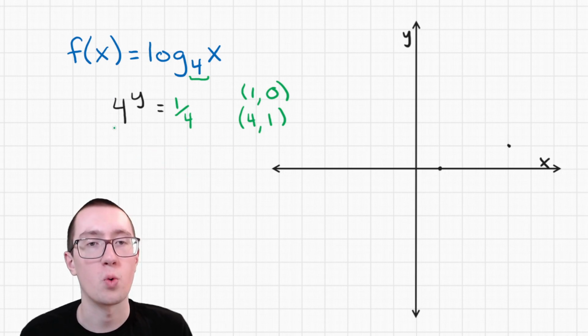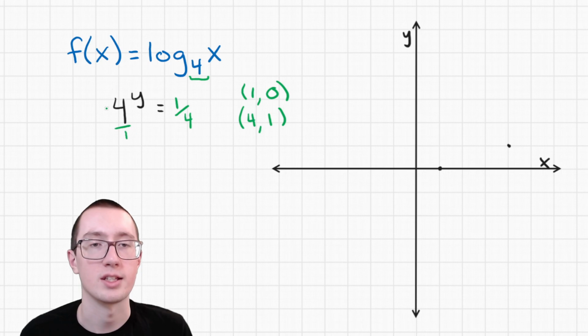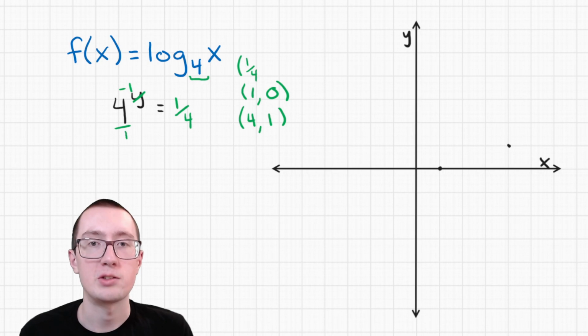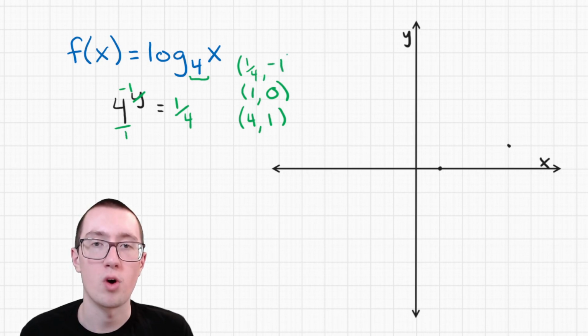So if we start with 4 over 1, because remember anything that's just a number is over 1, and we put it to the power of negative 1, then we just flip the fraction around and it becomes 1 over 4. So when we plug in 1 over 4 for x, we get negative 1 for y because our exponent here is negative 1.